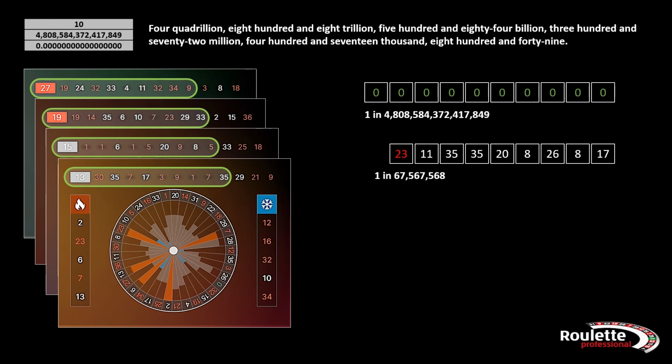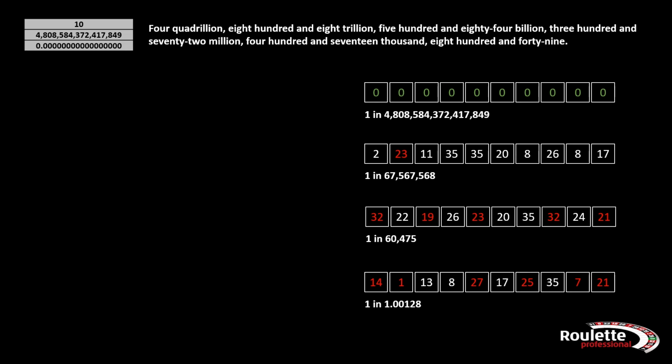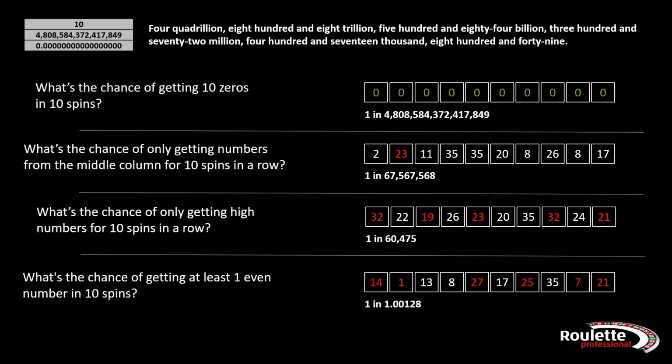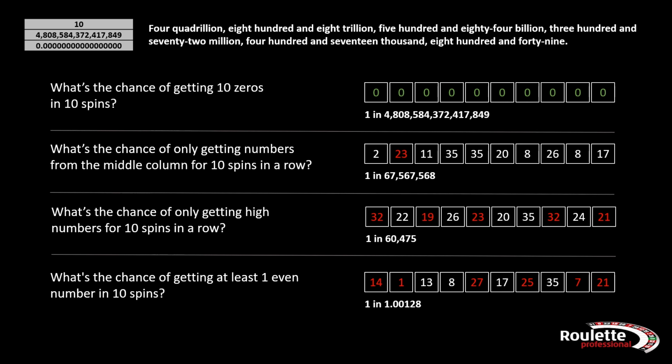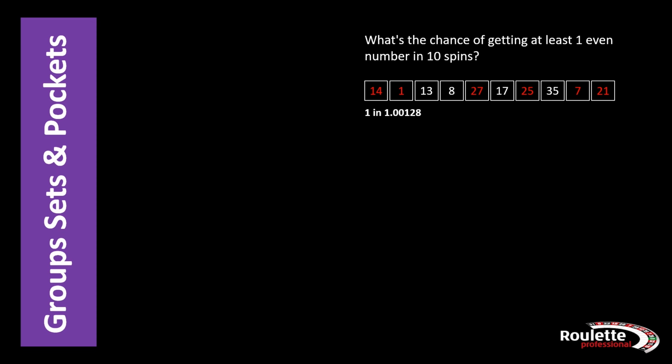But consider these results. This time we are not concerned about what order they occur in. We are only concerned about the content of our 10 spins. Altering our perspective or asking specific questions allows us to calculate chance differently over a given number of spins, just by considering a bet on a specific set of pockets. Now that last question will be of interest to anyone playing even money bets.